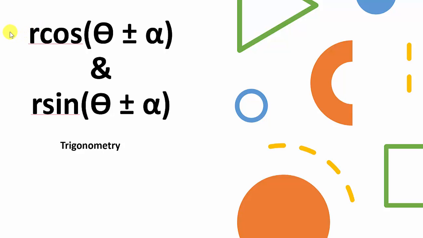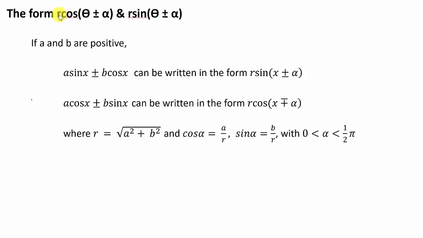Okay, in this video, we're going to look at two new forms for our trig. So r cosine of theta plus or minus alpha, and then r sine of theta plus or minus alpha. So let's look at some rules that you need to be aware of first. We're going to try to take some trig expressions or equations and try to write them in this form.